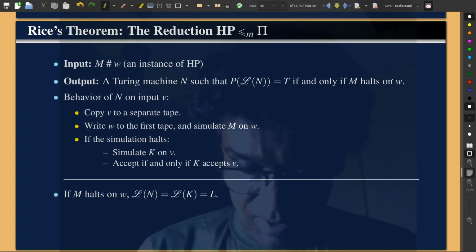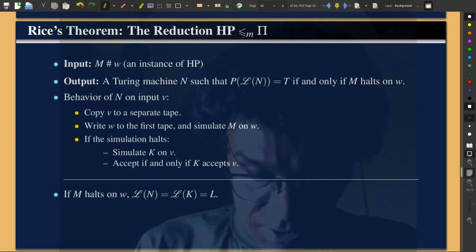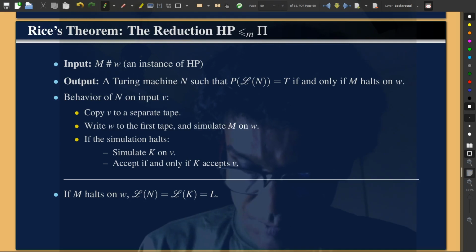Why? If M halts on w, then N will eventually come to this third step and simulate K on v. And it will accept if and only if K accepts v. So in this case, the language of N is nothing but the language of K, which is L. And by the choice of L, the property is satisfied by L.